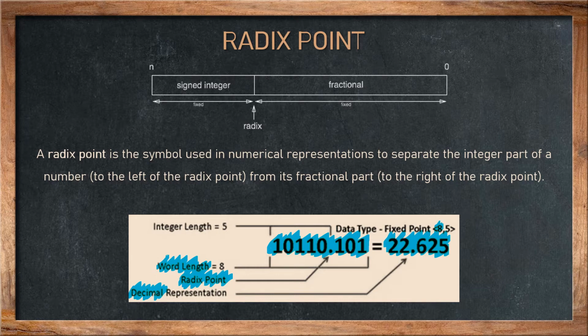And what is the integer part? The integer part contains only 5 bits. So here we have the 5 bits. Suppose some number is given to you and it is asked that you write this number in this format, then how will you write? 8 means my total length and 5 is my integer part.